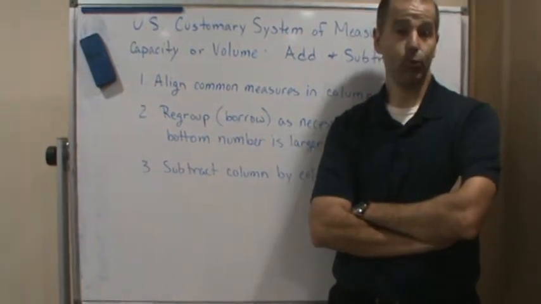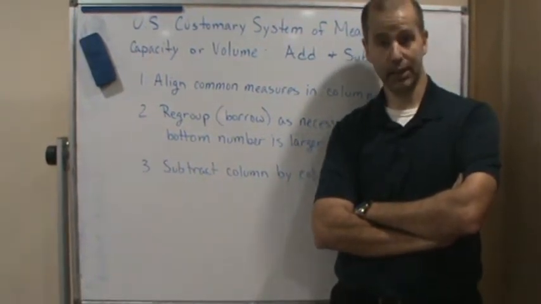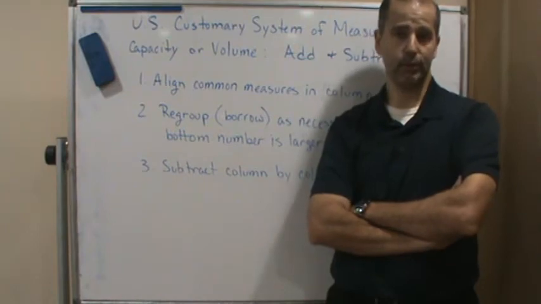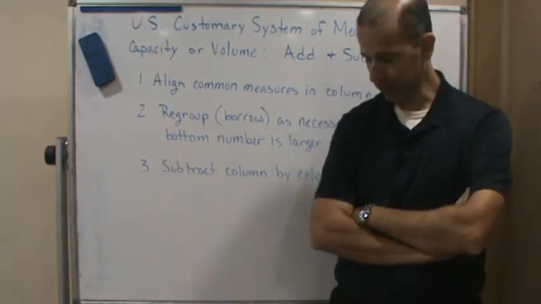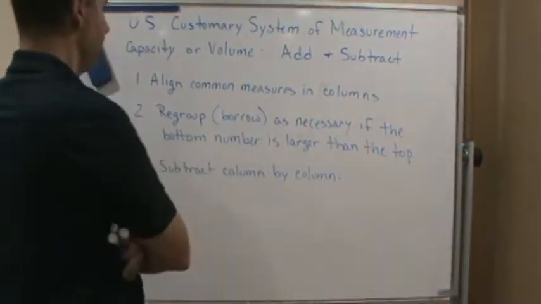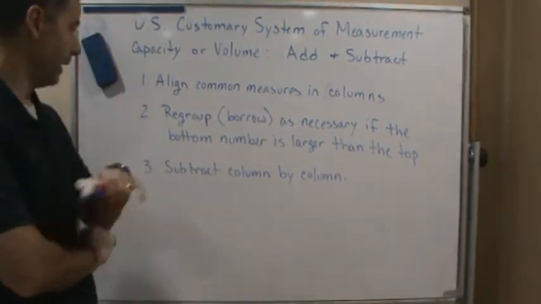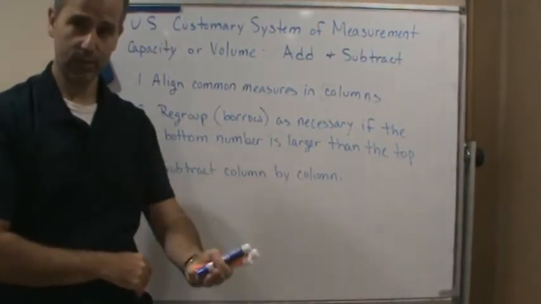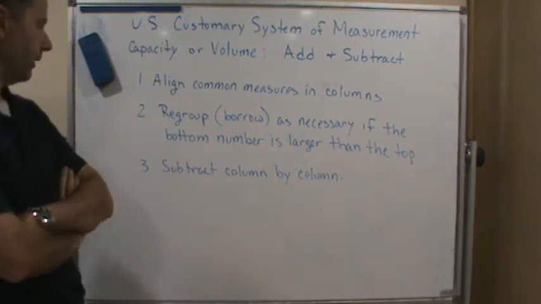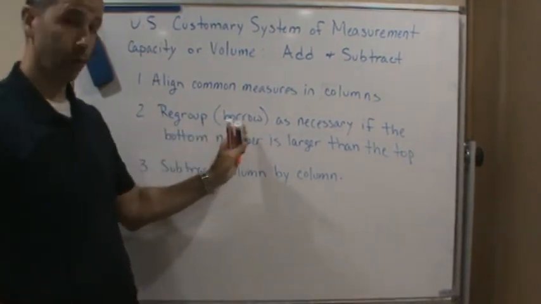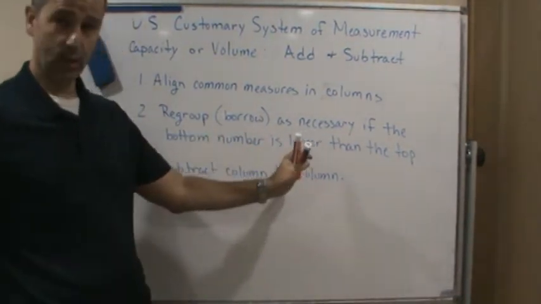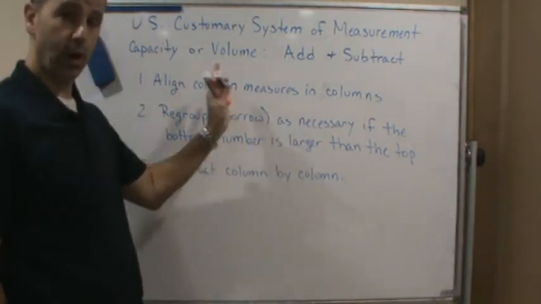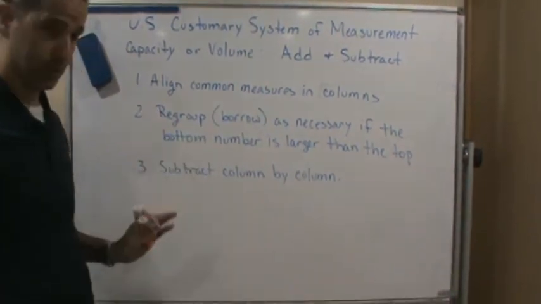Now my steps are worded differently than what would be in the textbook, and I think my wording is better and easier to understand. So basically the way to do this is we set up our common measures in the columns just like we did before, and then we're going to regroup or borrow as necessary from the larger units. So let me explain step 2.